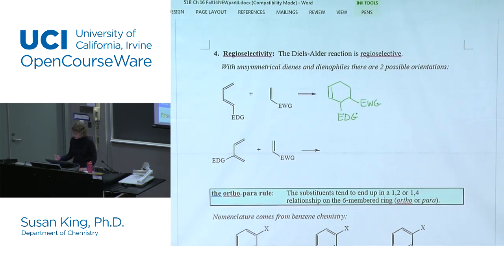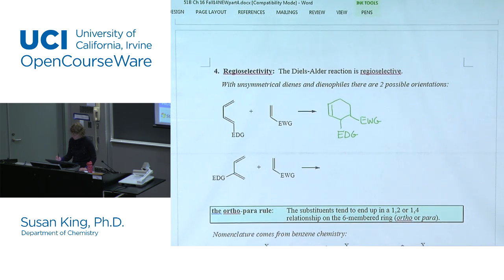But you can also imagine that I could orient the dienophile in the opposite way. So here would be EDG, and I could flip that and orient it that way. If I do that, then I get this product. And that's really important because we only actually get one of those two products.